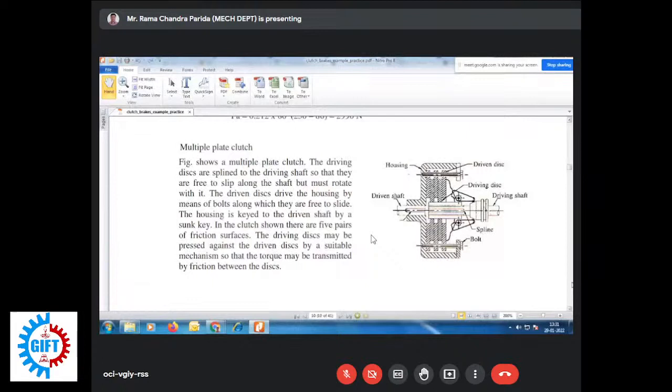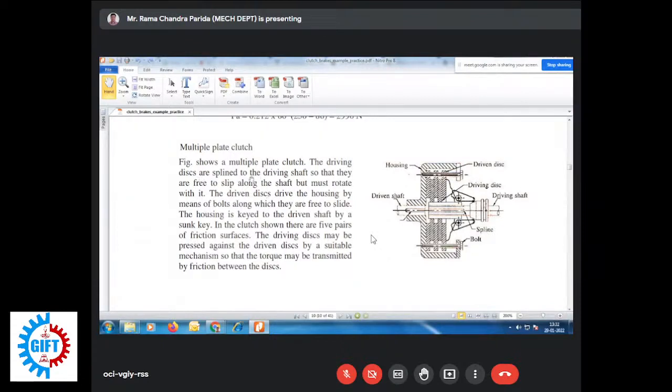The function of the multi-plate clutch is similar to the single plate clutch. Here 1, 2, 3, 4 disks are there. As explained in case of a single plate clutch, one part of this is connected to driven, another one is connected to driving shaft. So these disks are connected by a bolt arrangement here. Housing is provided here, you can see, and also there is some friction material provided like cork and leather.